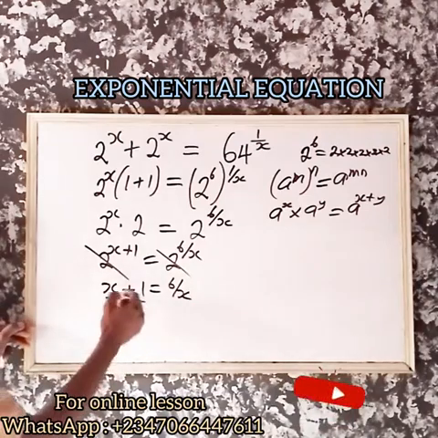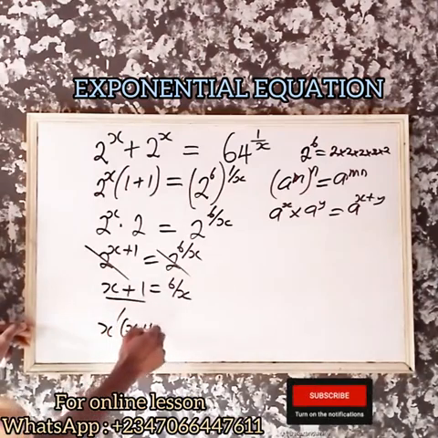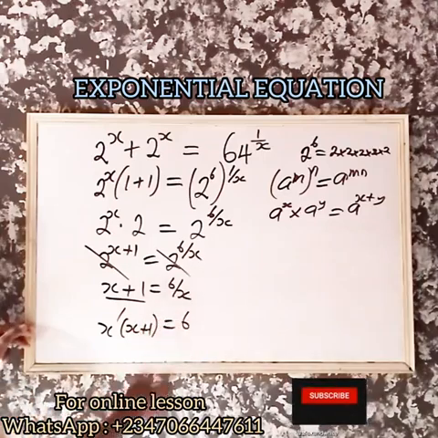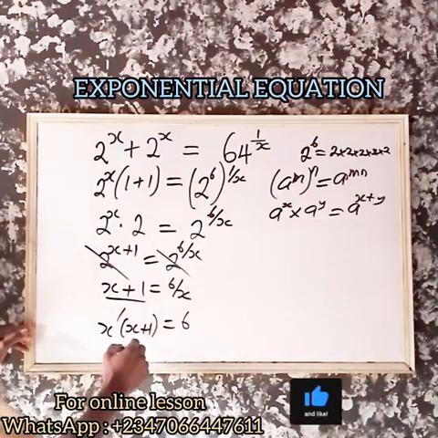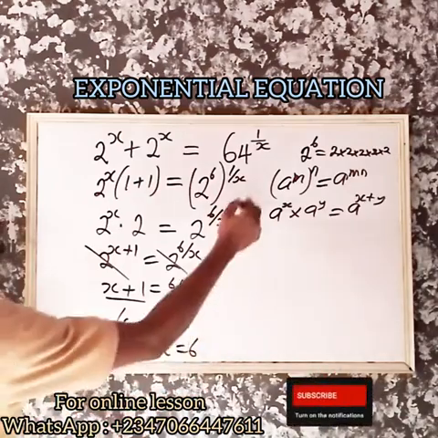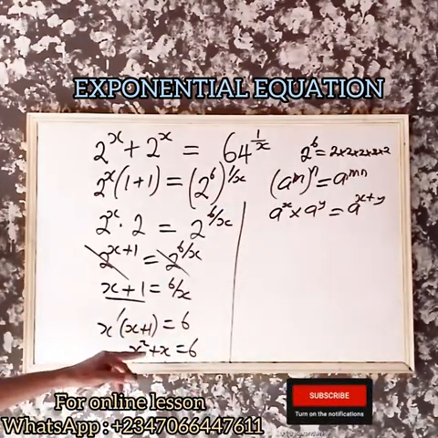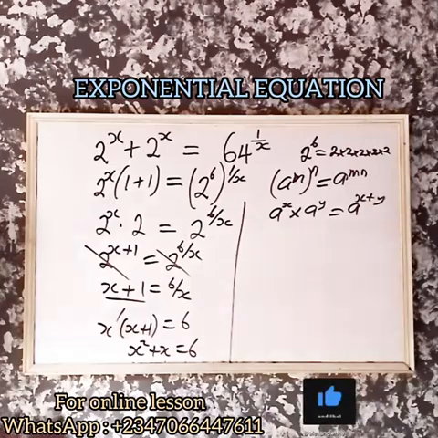Let's cross multiply. When we cross multiply, I'm going to have x into x plus 1, then equal to 6. So when you multiply, open the bracket, distribute x to the whole thing in the bracket, you're going to have x squared plus x equal to 6. So let us solve this. We now have the power there as 2. It becomes a quadratic equation.